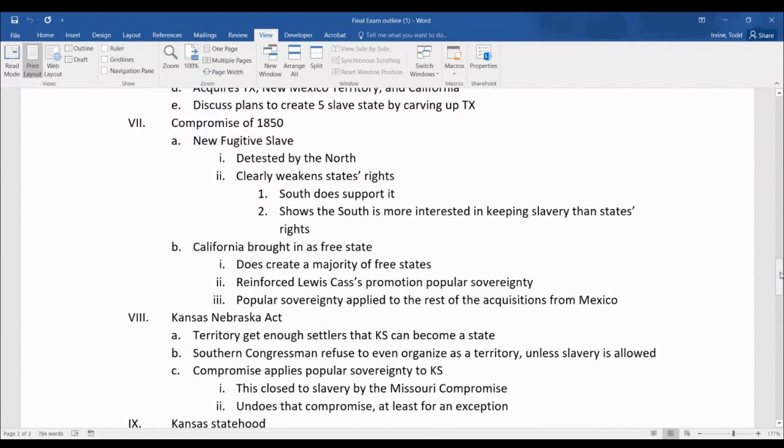Right? The Fugitive Slave Law, you should also note that this is, again, kind of detrimental to the Southern position that they were caring about states' rights and not slavery, because this was clearly something that weakened states' rights, and the South was all for it. They were the ones who promoted it, in fact. The South supports it, the North does not. Note that this creates, again, that divide.